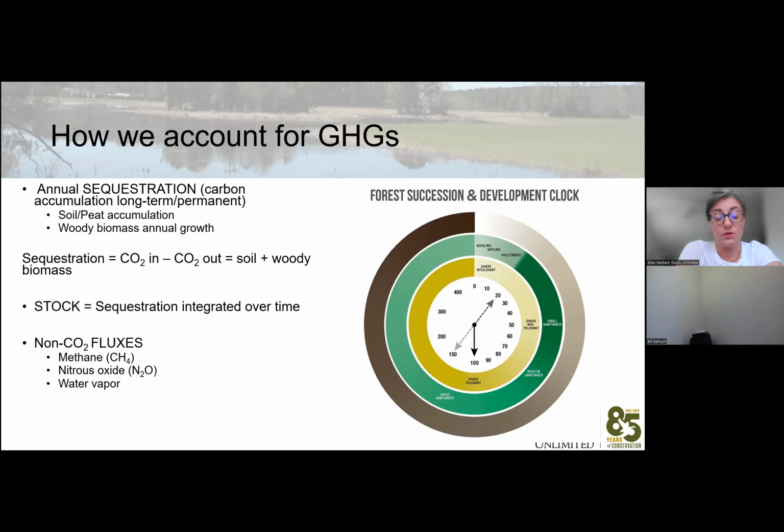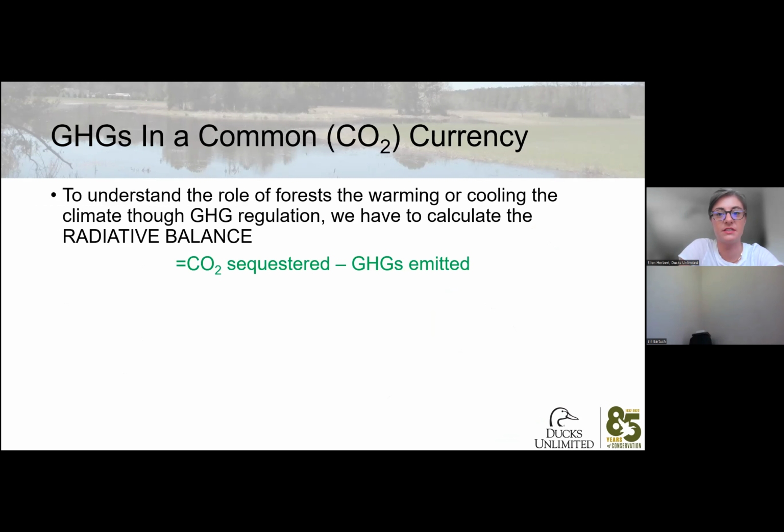For this geography in particular, we've heard lots of discussion of flooding already. One of the really important things to account for in these bottomland hardwood forests in particular is the flux of methane. We know wet soils produce methane, and methane is a very powerful greenhouse gas compared to CO2. So when we look at these forests overall, we not only have to look at the increase in soil and woody biomass, but also subtract out the amount of methane that's released from wet forests.